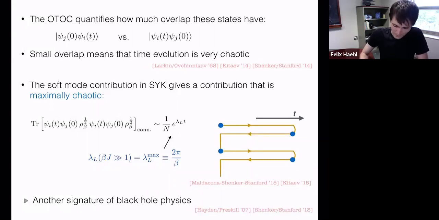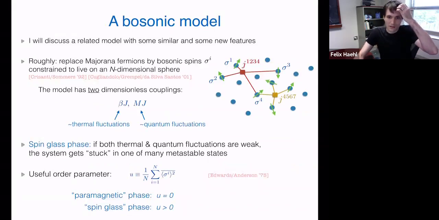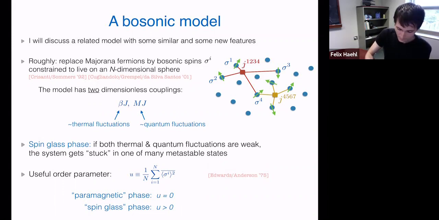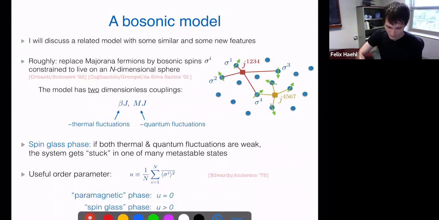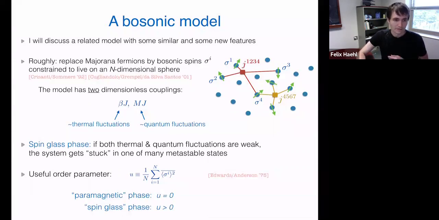All right. So now what I'm going to talk about in this talk is a different model, which is not SYK, but it's similar in some respects. So it also has random disorder. It also has these random couplings between some number of spins, but the spins are going to be bosonic spins, sigma I, instead of Majorana fermions. And we will have to constrain them to live on an n-dimensional sphere. So that's something you have to do when you consider bosonic spins, because otherwise there's runaway directions in the potential.